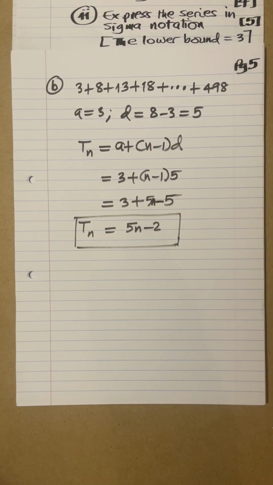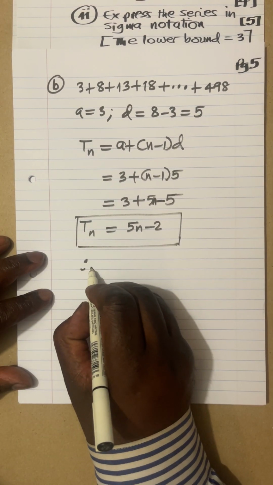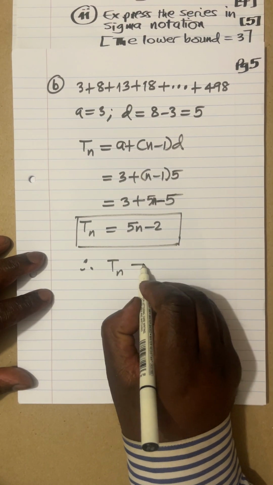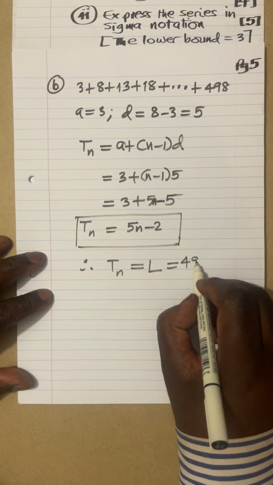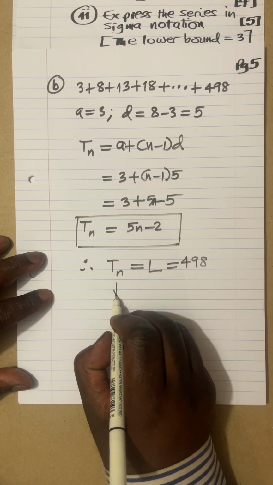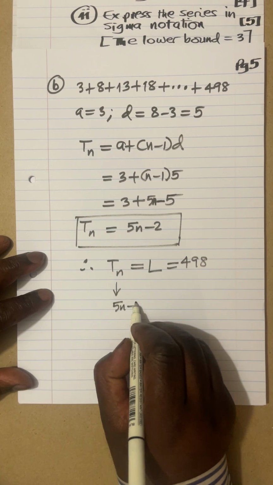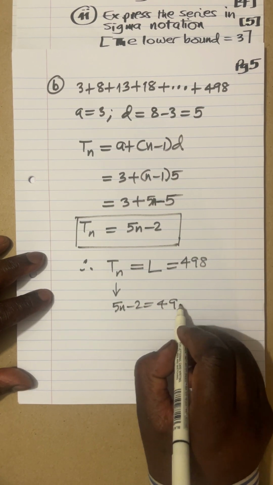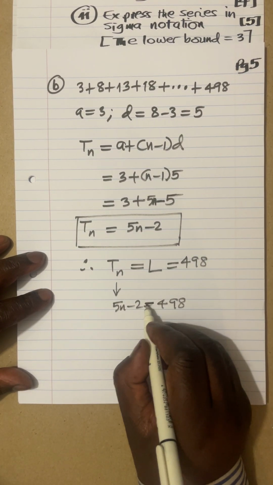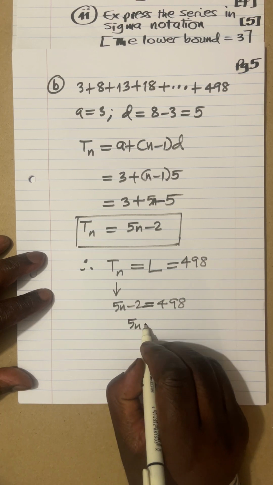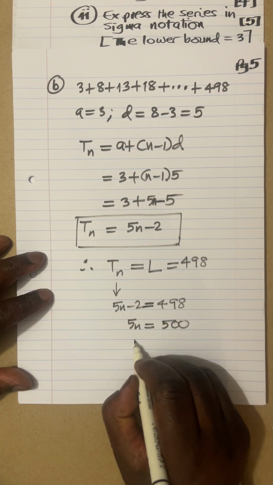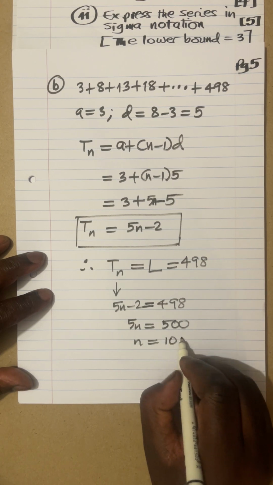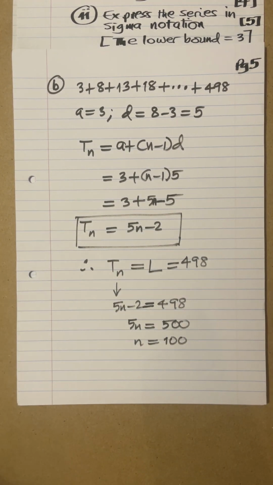And then after this, we take this t subscript n and equate it to the last term. And what is the last term? It is 498. So this is 5n minus 2 equals 498. Let's solve this one for n. 5n will be equal to, add 2 on both sides, 500. And therefore n will be equal to 100 if you divide both sides by 5.